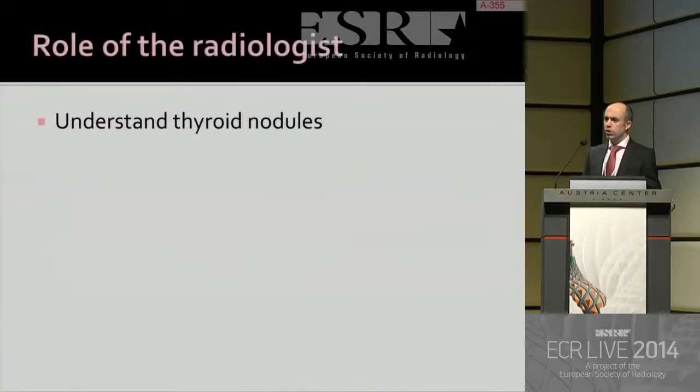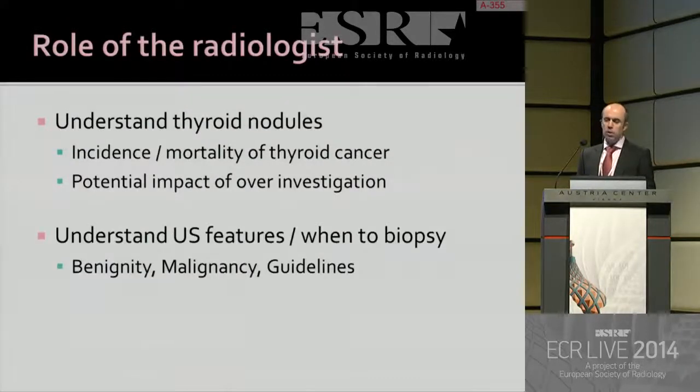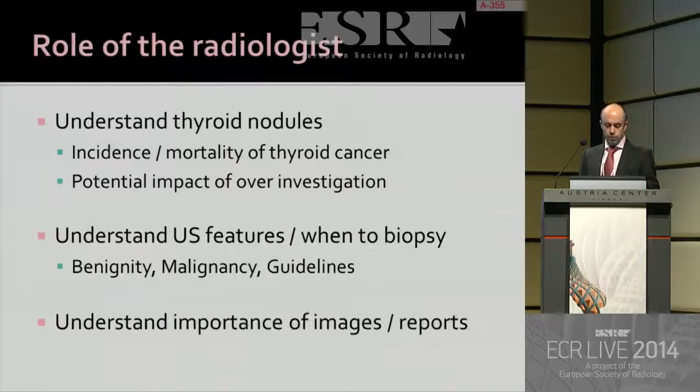So, in order to understand thyroid nodules, what do we need to do? We need to understand a bit about the prevalence of thyroid nodules and the incidence and mortality rates regarding thyroid cancer. We need to understand the potential impacts there can be in over-investigation of these nodules. As radiologists, we obviously also need to be aware of the different ultrasound features associated with benignity, malignancy, and have an overview of the guidelines available for management of these nodules.